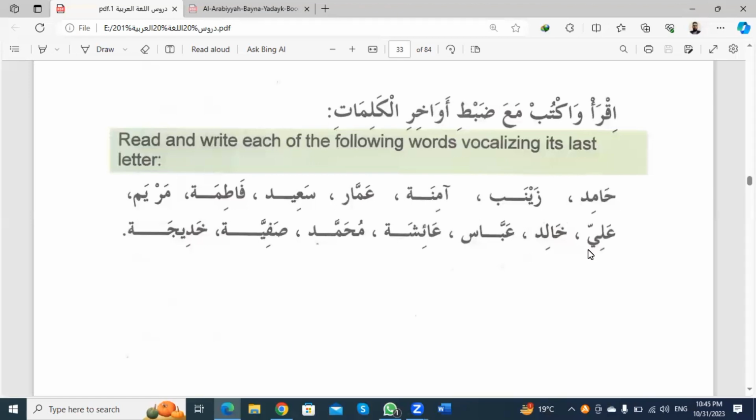Aliyun, Khalidun, Abbasun, it's the male name. Aishatu, it's the female name. Muhammadun, male name. Safiyatu, female name. Khadijatu, female name. Is it easy? Yes, it is.